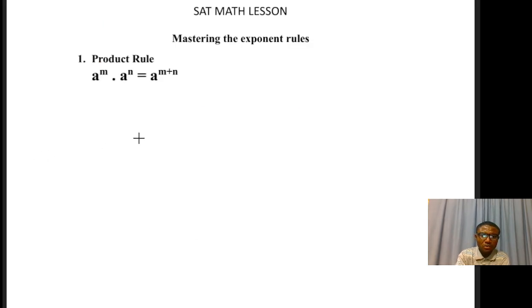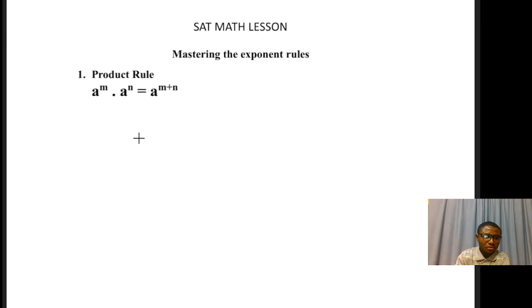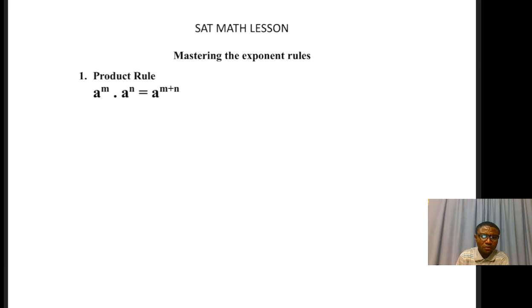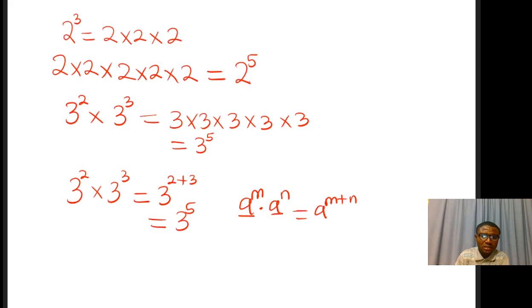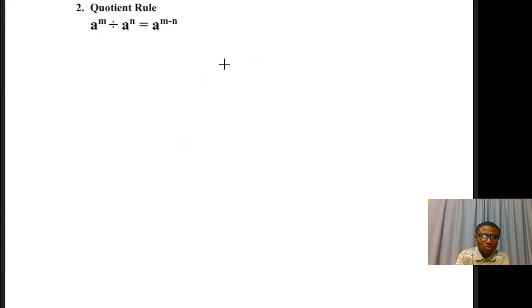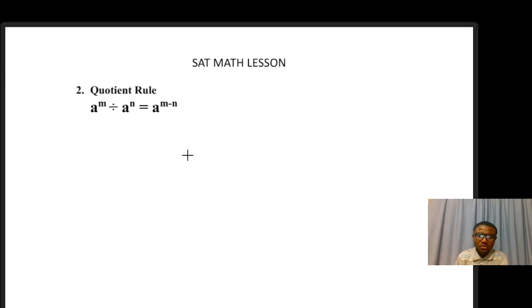Now for rule number 2, we just finished this one. So for rule number 2, rule number 2 is the quotient rule, right? Now, when you have a to the power of m divided by a to the power n, with the same base, you use the first power minus the second one.